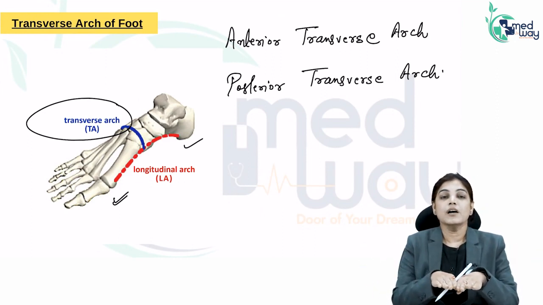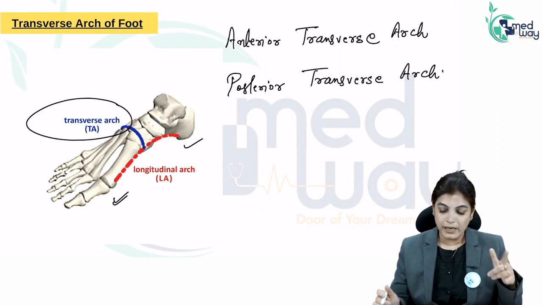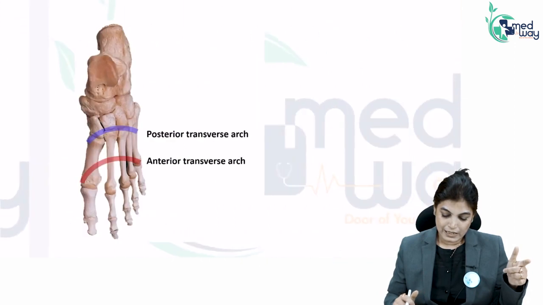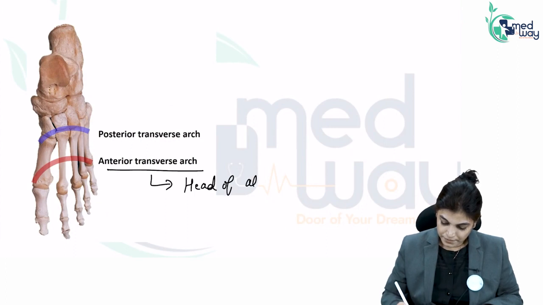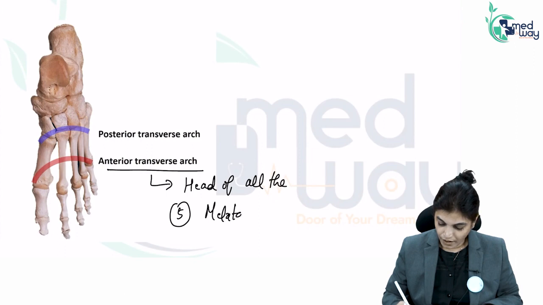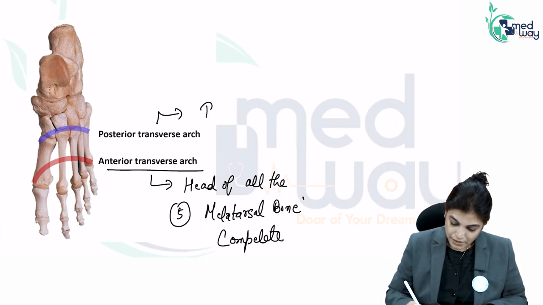When the two feet come close to each other, the posterior arch is formed, otherwise it will be like a half dome. So you can just see this. You can see the anterior transverse arch is formed by the heads of all the 5 metatarsal bones, and it is a complete one. Posterior arch is incomplete.